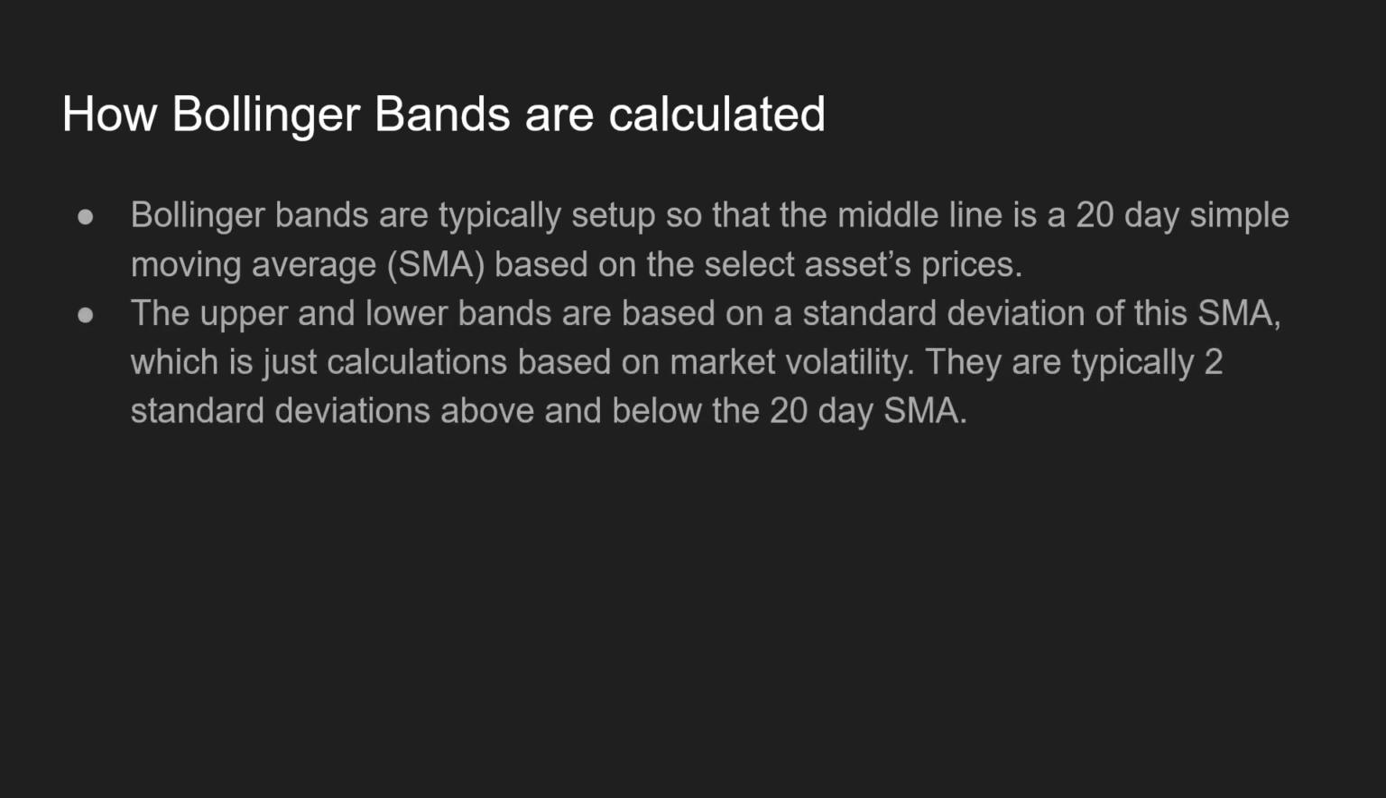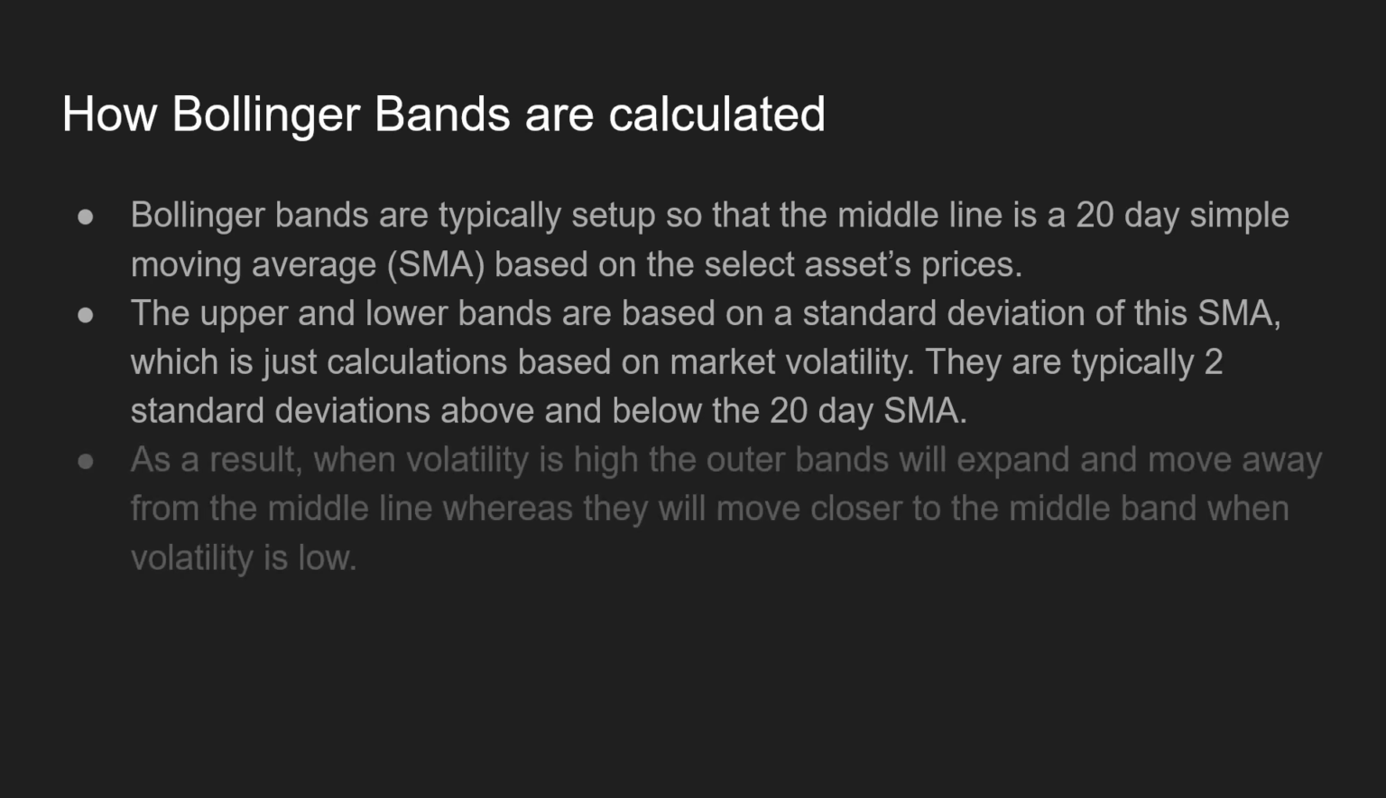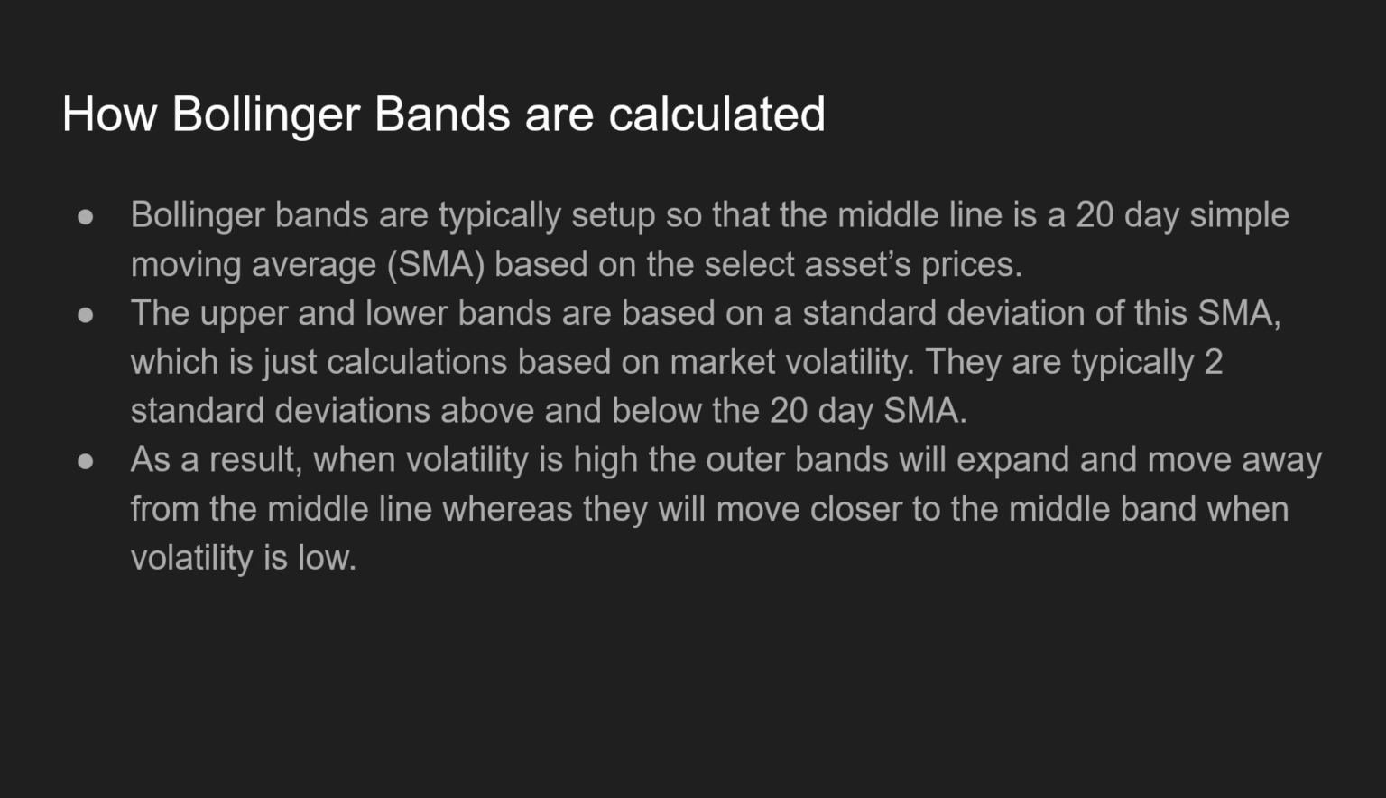The upper and lower bands are based on a standard deviation of this SMA, which is just calculations based on market volatility. They are typically 2 standard deviations above and below the simple moving average. As a result, when volatility is high, the outer bands will expand and move away from the middle line, whereas they will move closer to the middle band when volatility is low.